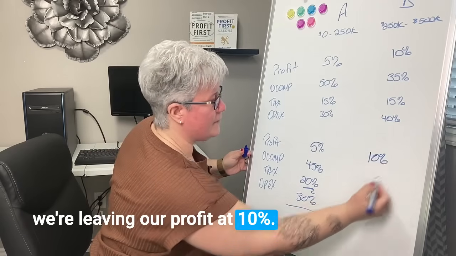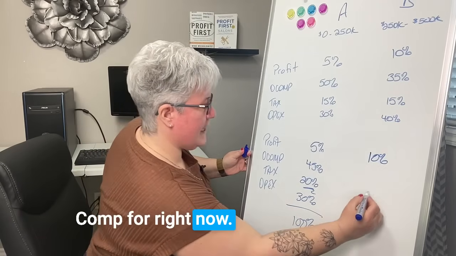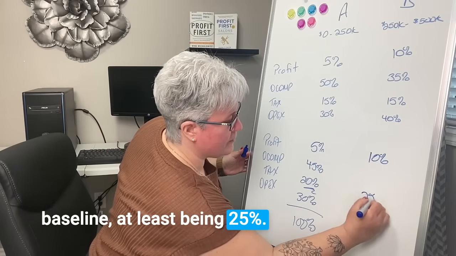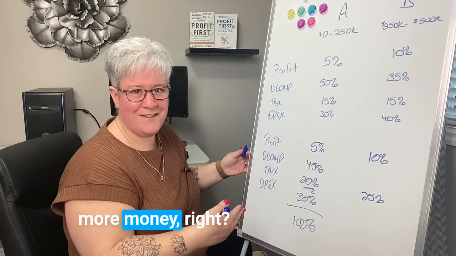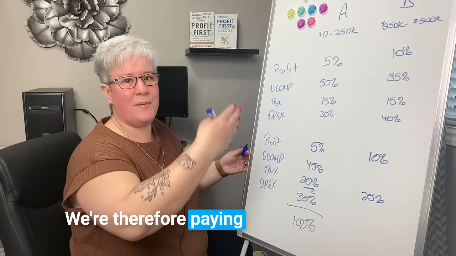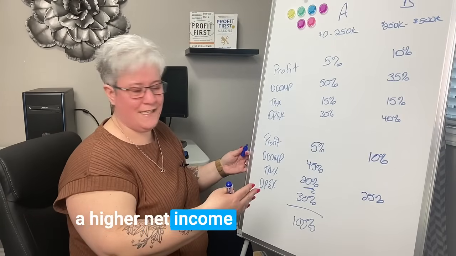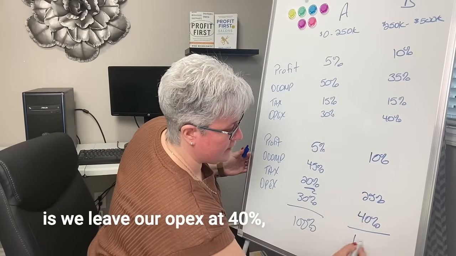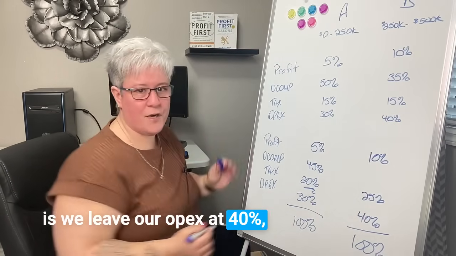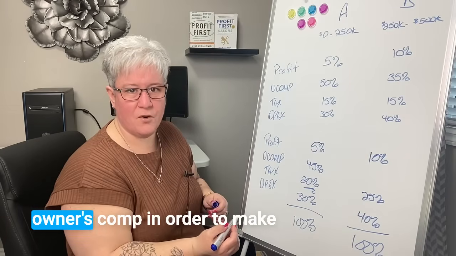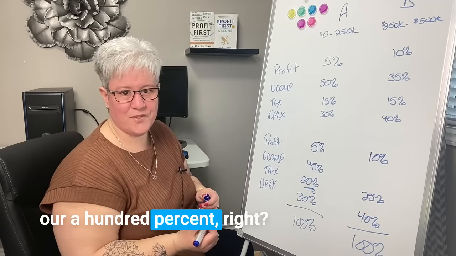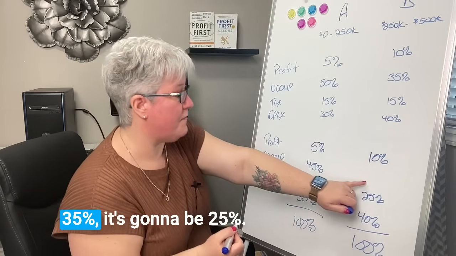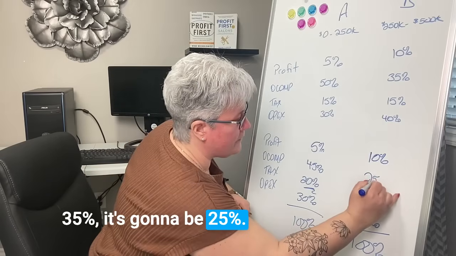We're leaving our profit at 10%. I'm going to skip OCOMP for right now. Usually in this range, you could probably bank on our baseline at least being 25% because we're making more money, right? We're making higher gross. We're therefore paying more expenses. So therefore we have a higher net income at the end of the year. What I would suggest here is we leave our OPEX at 40%, but then we subtract from our owner's comp in order to make our 100%, right? So therefore, instead of our owner's compensation being 35%, it's going to be 25%.